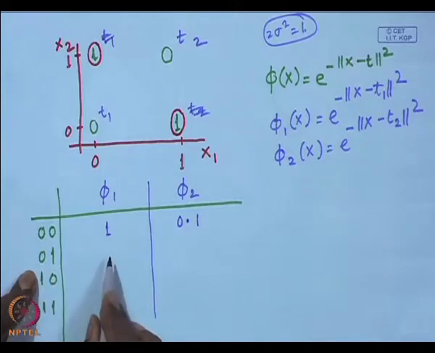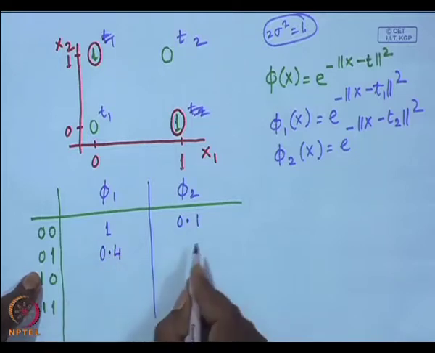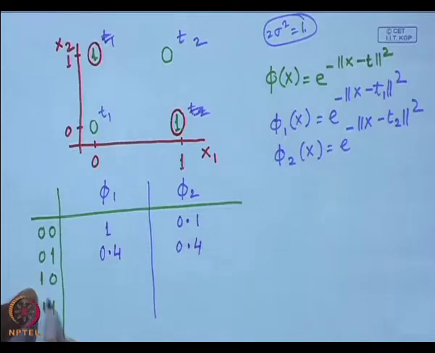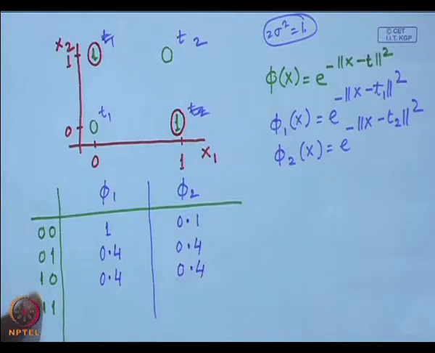Phi 1 of 0 1 will be equal to 0.4, and phi 2 of 0 1 will also be equal to 0.4. Phi 1 of 1 0 will be 0.4, this will also be 0.4. And for 1 1, phi 1 will be 0.1 and phi 2 will be equal to 1. So, this is the kind of situation that I will have.